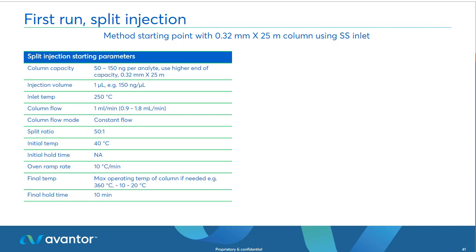Start with a split ratio of 50:1 in this example. Sometimes you can start as low as 10:1, but with this example, we're going to start with 50:1. Initial temperature tends to be 40 degrees. We don't have a hold time for split injections unless it's in the application note. Oven ramp is 10 degrees per minute. For the final temperature of the oven, we tend to go for the maximum temperature of the column if needed, then minus 10 to 20 degrees. You don't want to exceed that maximum column temperature. And then the final hold time, just as a start, is 10 minutes. This allows all the analytes from the sample to elute.